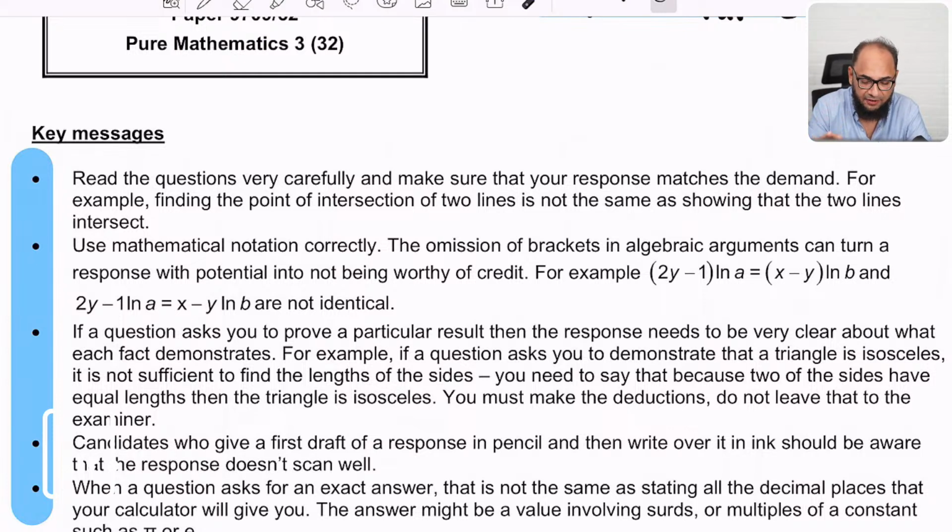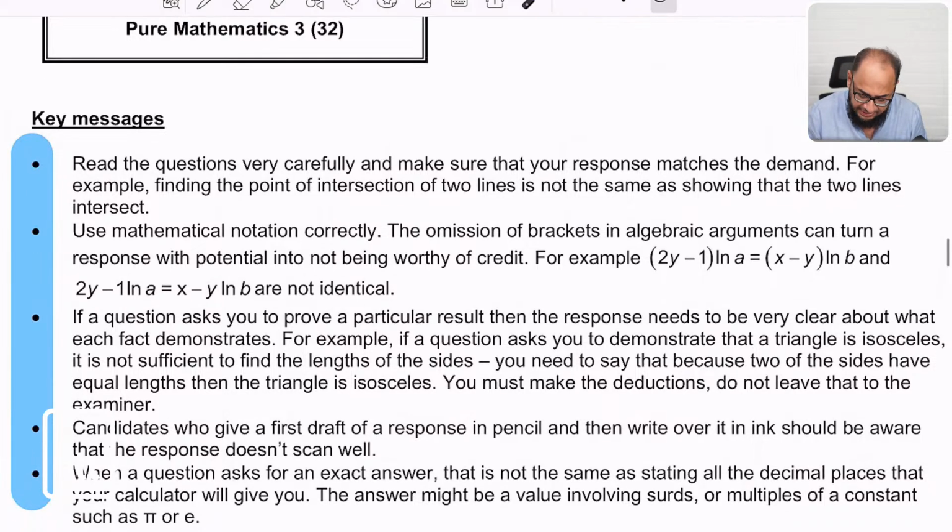If it's asked in the exact form, if it's asked in the decimal form, what is the level of accuracy? What are the steps that are needed? For example, if they ask for the stationary point, that means calculate, evaluate, find an expression for dy by dx and then make it equal to 0. That is what is expected. If they ask for the nature of the stationary point, then the second derivative test is there. So now these are the different things that are needed. So the first thing first is read the question very carefully. Make sure your response matches the demand.